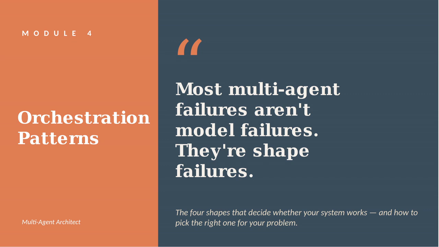So that's what this module gives you. 4 canonical orchestration patterns. The shapes that actually work. When each one is the right answer, when each one is the wrong answer, and how to recognize the difference in your own work. By the end of the hour, you'll be able to look at any problem and tell me in one sentence which of the 4 patterns it wants and why. That's the bar. Let's get into it.